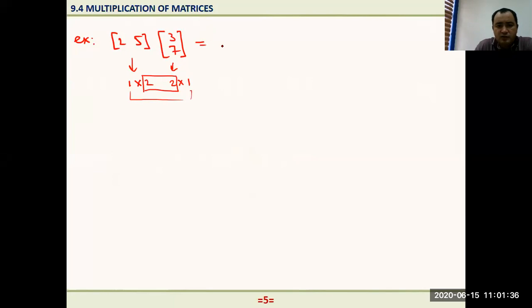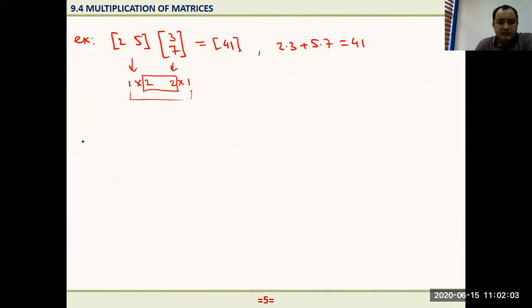So that is equal to, here we have one answer only. How can I do that? To do this one, multiply the first entry by the first entry, plus the second entry by the second entry. That is 2 times 3 plus 5 times 7, which is equal to 6 plus 35, that's equal to 41. So here, the resulting matrix is 41.